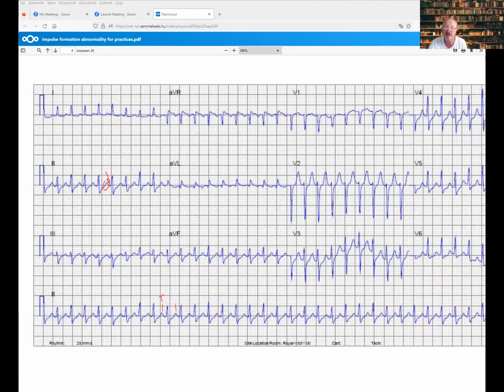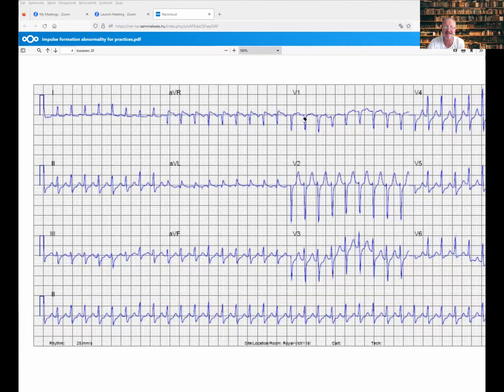However, if you cannot fire with this rate, what else can it be? It can be a paroxysmal atrial tachycardia, but we do not see any P waves. If you look at V1, for example, we don't see P waves. It can be junctional paroxysmal tachycardia, but we still don't see anything, though P waves can be inside the QRS complex.